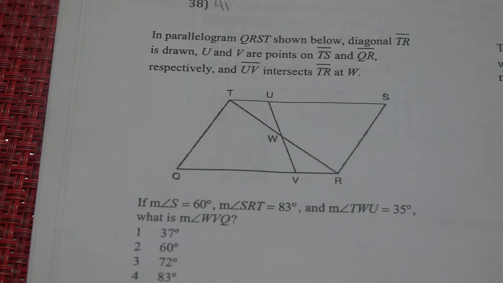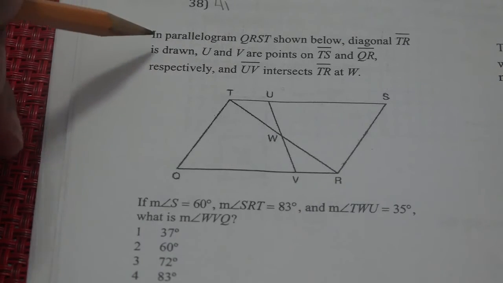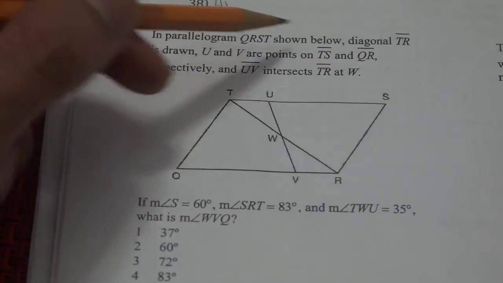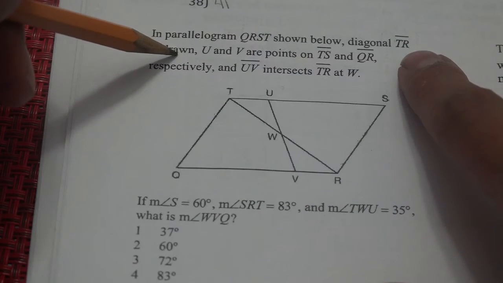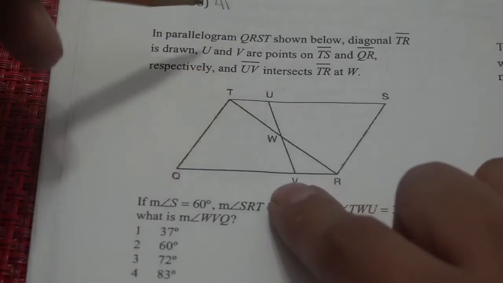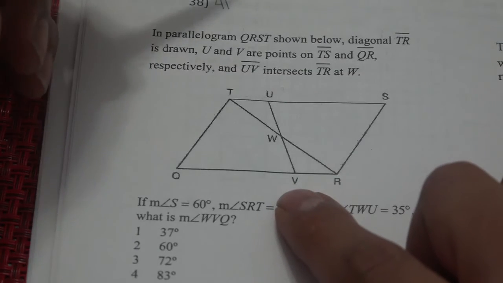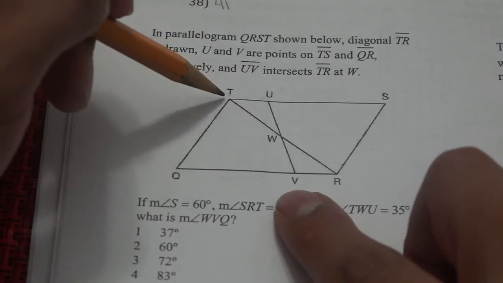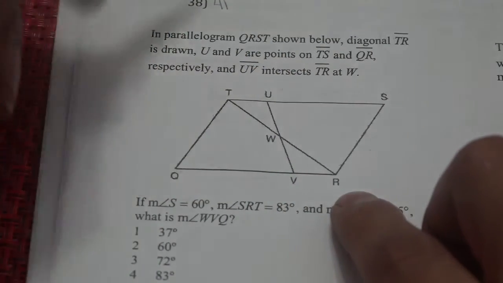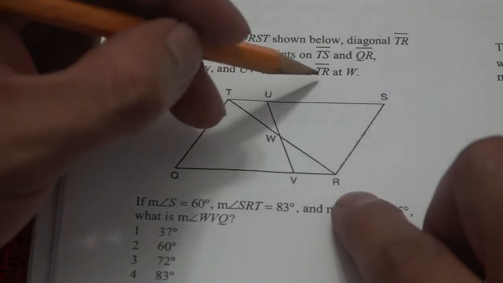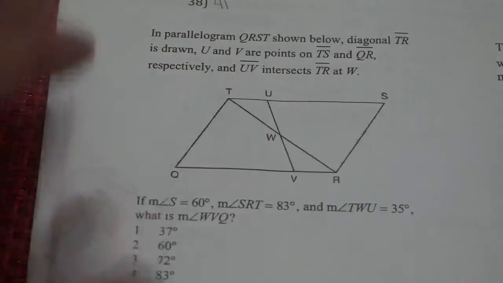So what do I know now? Well, the following. Read it. It says, in parallelogram QRST shown below, diagonal TR is drawn, right? U and V are drawn as well, right? They are points on TS and QR, respectively. And UV intersects TR at W.